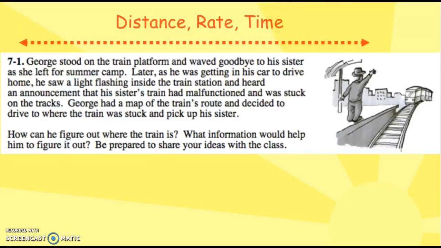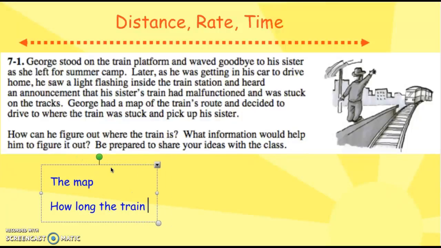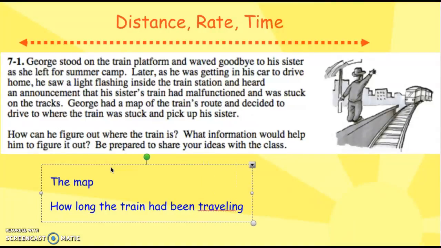Okay, so I'm going to share with you what I hope that either you wrote down or you talked to a partner about. So the train's map helps, right? How can you figure out where the train is? He would need the map to know where the route is. Then he needs to know how long the train had been traveling for, because it says after a while or later as he left, so we need to figure out how long that actually was. And then we would need to know the speed of the train.